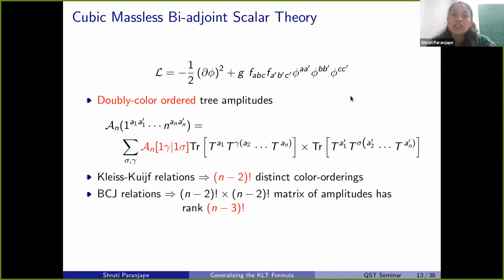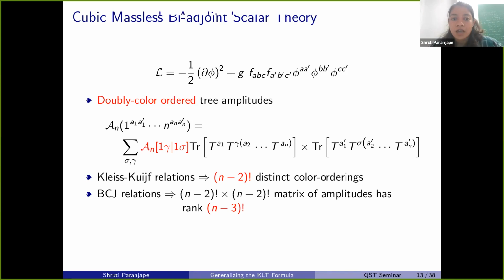Additionally, because the only color structure that enters your Feynman rules, however you are building your amplitudes, is the structure constants f^{abc}, you also satisfy the Kleiss-Kuijf relations. These are relations between these traces if they come from f^{abc}-type structure constants. So these give you (n-2)! color orderings. Further, if this theory satisfies those self-consistency conditions we were just looking at, that leads to further redundancies in the color ordering. So actually the rank is finally (n-3)!.